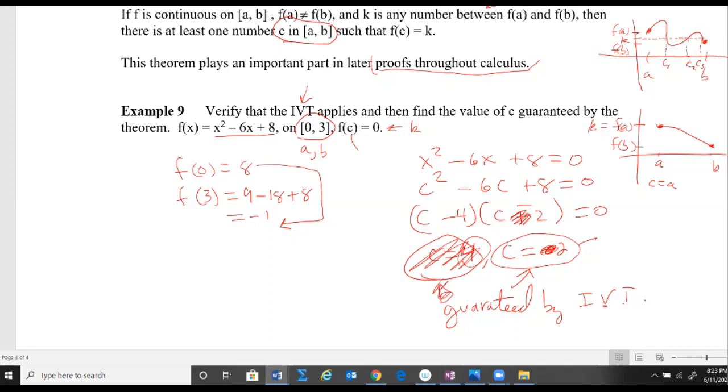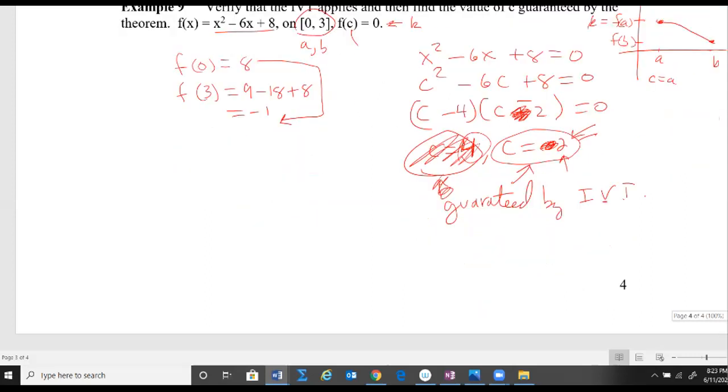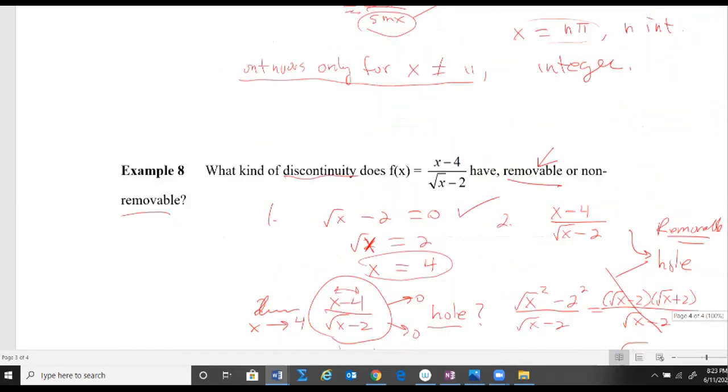Okay, I mean, it's meaningful, but not to us here. 4 is the extra one. It's not between 0 and 3. But the theorem never said that that couldn't happen. It just said that you're going to get one of them, at least one, between 0 and 3. And this is the one that we found, the 2. Sorry about that. Okay. Factoring error there. Okay. So that's enough for now.